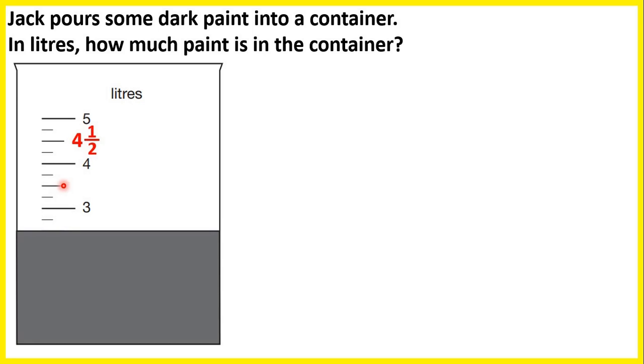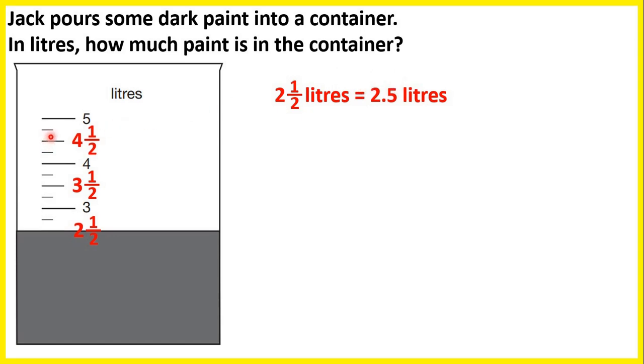This line here, right in the middle of 3 and 4, will be 3.5. So that means this line here, where the paint is, will be 2.5 litres. And 2.5 litres is the same as 2 and a half litres. So here we could either write our answer as 2.5 or as 2 and a half.